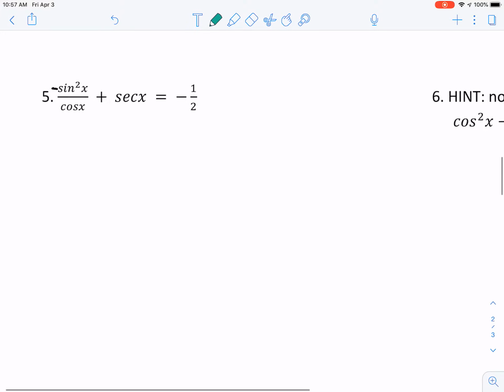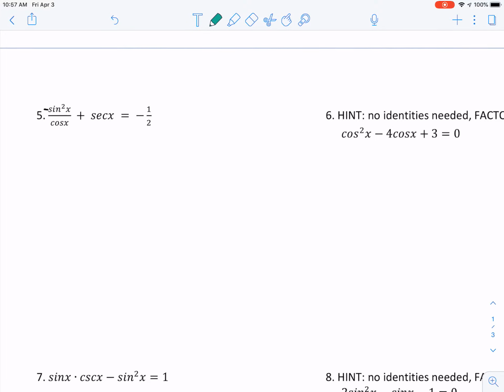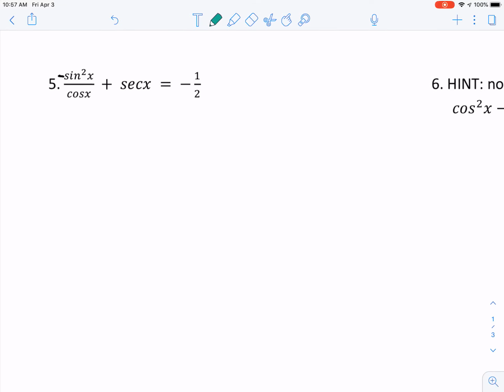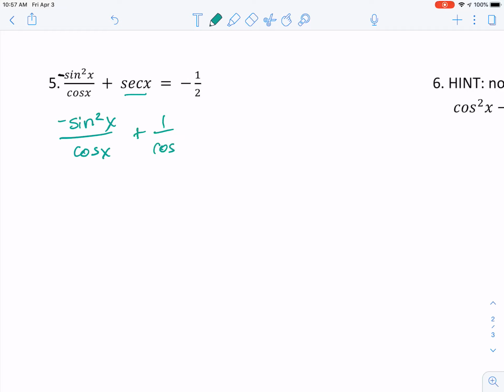Hi, Precal. I'm back to finish the rest of the notes here, and we are on number 5. So we have negative sine squared x over cosine x plus secant x equals negative 1/2. I'm going to work on the secant x first. So I have negative sine squared x over cosine x plus 1 over cosine x equals negative 1/2.